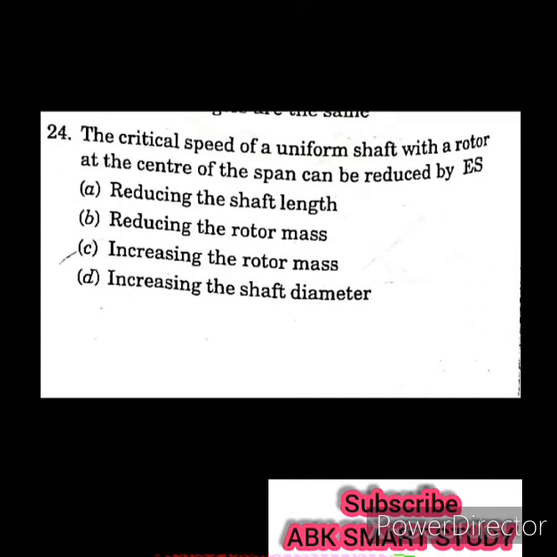The critical speed of a shaft with a rotor at the center of the span can be reduced by. So here options are given: reducing the shaft length, reducing the rotor mass, increasing the rotor mass, and increasing the shaft diameter. So here the correct answer is: the critical speed of a uniform shaft with a rotor at the center of the span can be reduced by increasing the rotor mass. So option C is the correct answer. Next question.